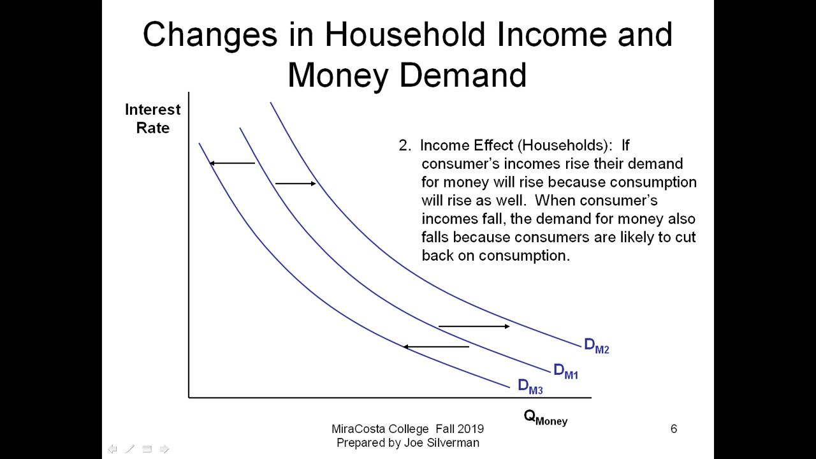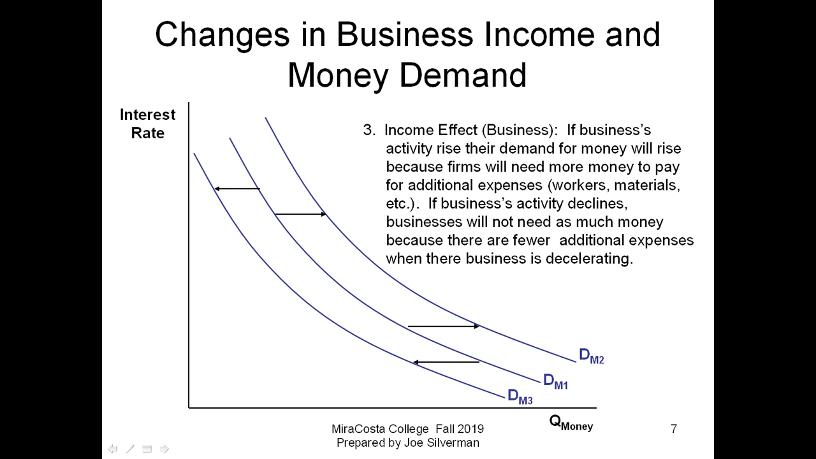Even if you want to smooth out your consumption, you would probably look for ways of cutting back. And when you have fewer expenses, your demand for money would also be less. So as a result of that, the demand for money would shift to the left.